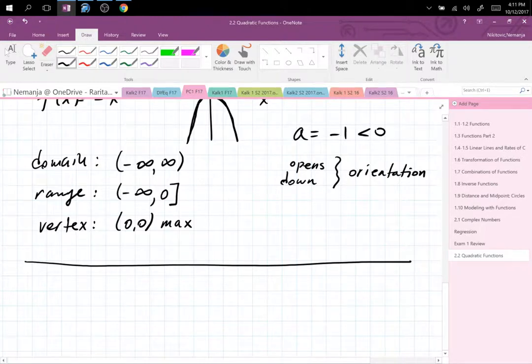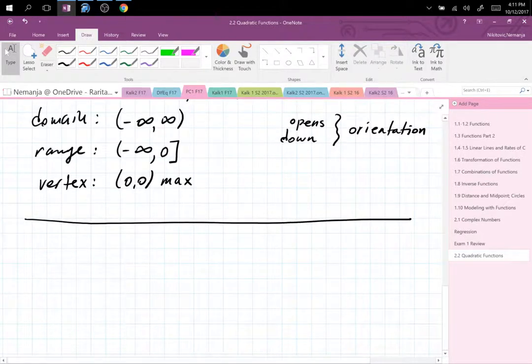Does this function have an inverse? Just tell me yes or no. Is there an inverse? Yes. Is there an inverse function? Come on. No. Huh. Well, so wait, what is the difference between asking if there is an inverse and if there is an inverse function?